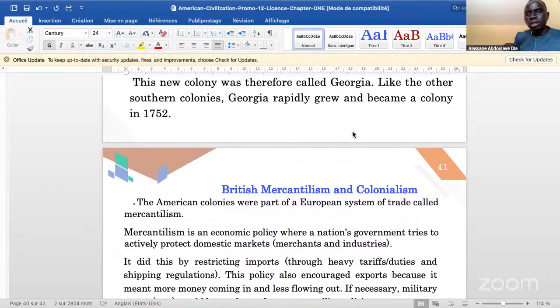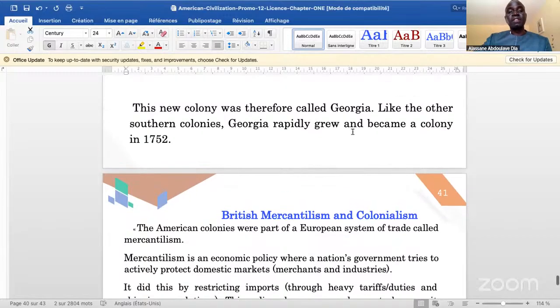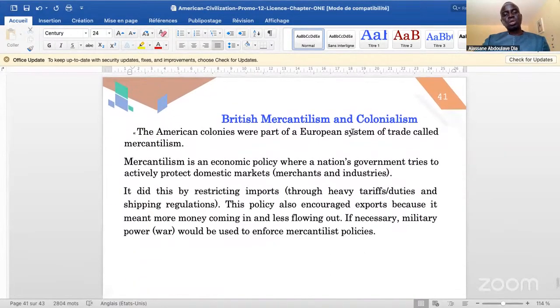So what is the characteristic of Georgia? Like other southern colonies, Georgia rapidly grew and became a colony in 1755. So I finish with this. If you have your questions, you can post them in the chat.